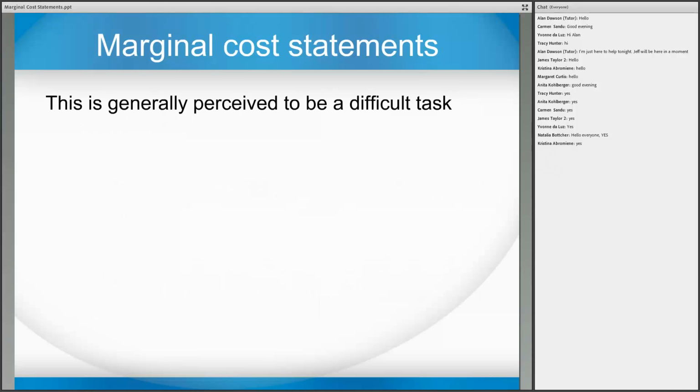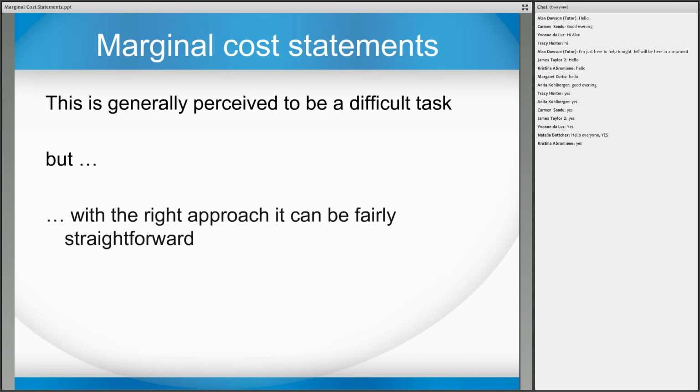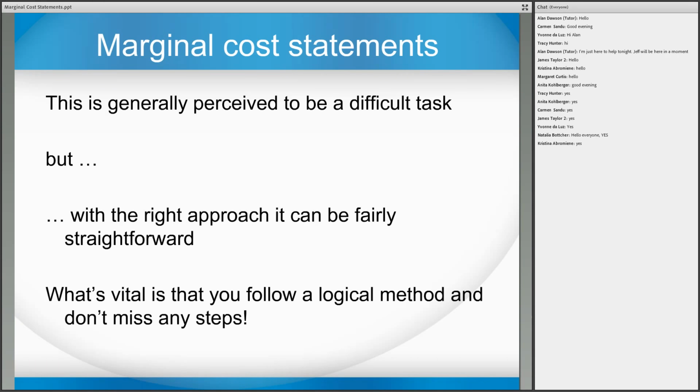Now, what we're going to do tonight generally is perceived to be a difficult task. I always used to think it was really a very challenging task. One day I sat down and worked out a sort of a little step-by-step guide, and I discovered with the right approach, it's actually quite straightforward, but you have to be logical. You have to have a logical method. Don't miss any steps out. If you do everything the way I'm going to describe tonight, you should get these right every time.